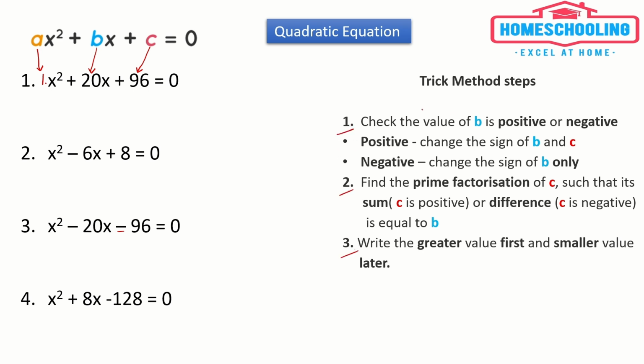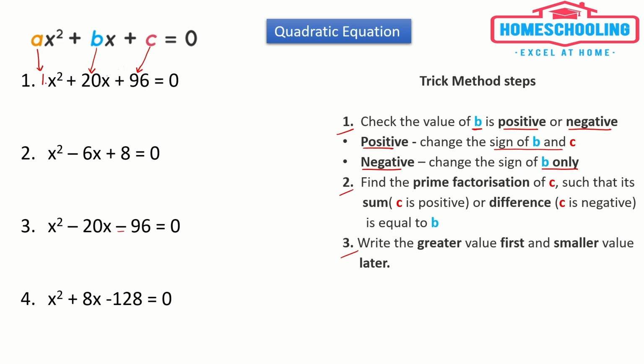In step number 1, first we are going to check the value of b. You will see whether the value of b is positive or negative. If the value of b is positive, we will change the sign of b and c. If positive is given, we will make it negative, or if negative is given, we will make it positive. And if the value of b is negative, we will change the sign of b only.